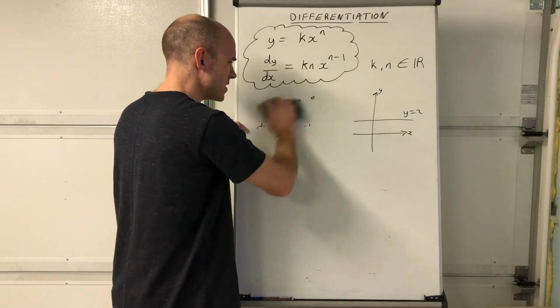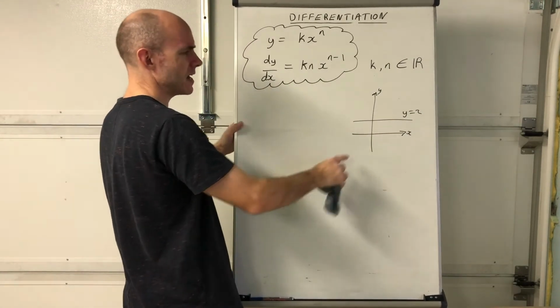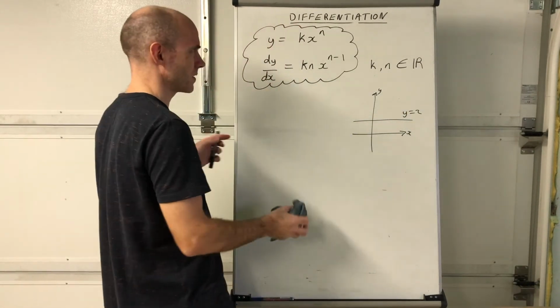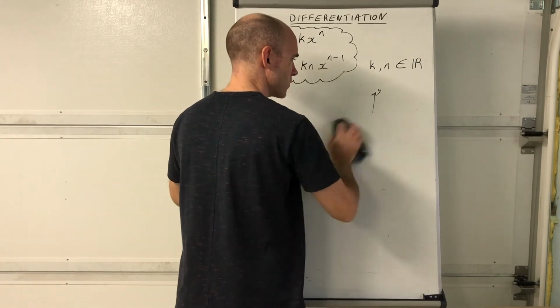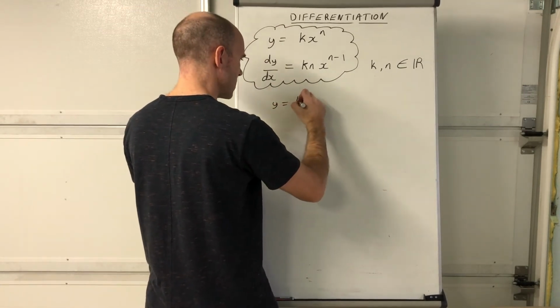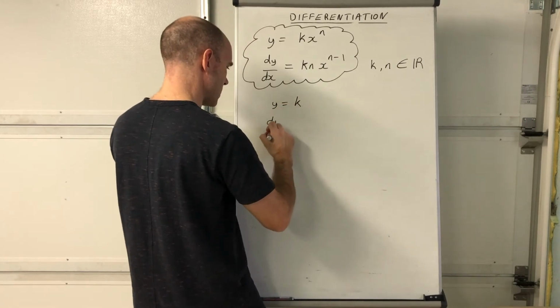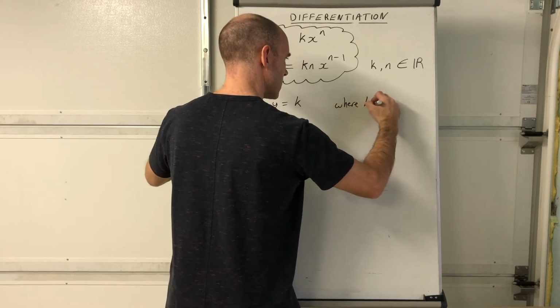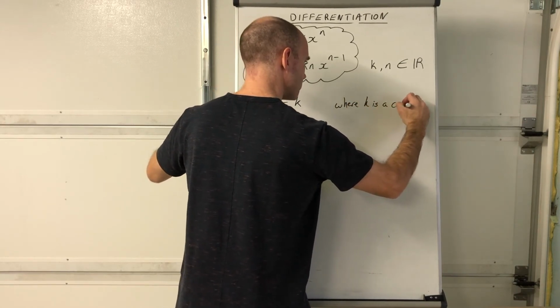The way I like to imagine it instead is that any constant value is a horizontal line, and a flat horizontal line's got a gradient of 0. So the simple case of when you've got, maybe just write it down, y equals k, then dy dx is just equal to 0, where k is a constant.